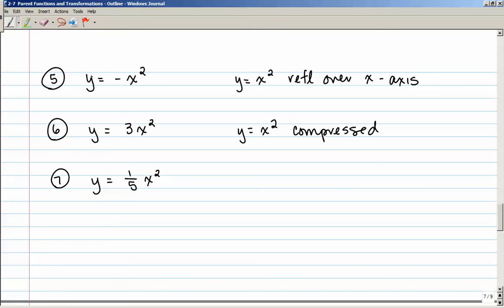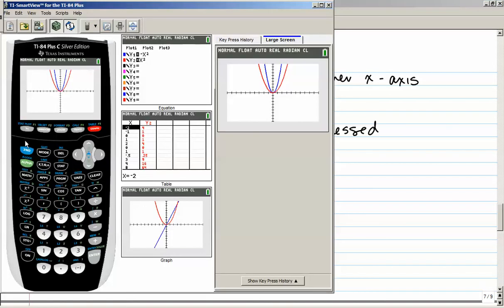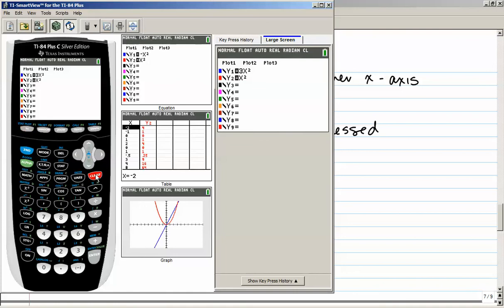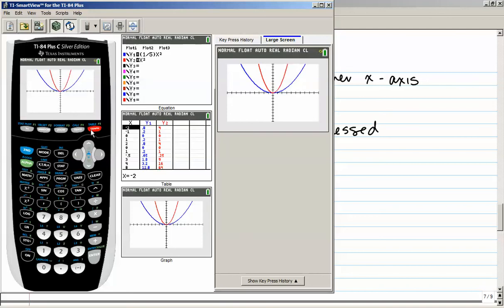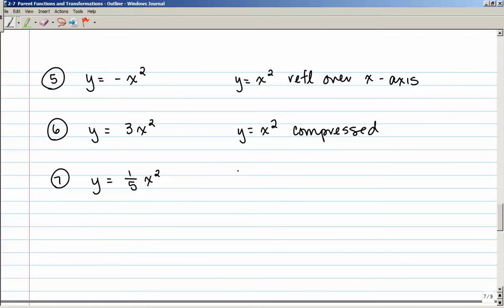Okay, now let's try number 7. Let's see what a 1/5 out in front of the x squared does. So you can either do this as a fraction in parentheses, or if you want to convert it to a decimal, you can do that. Okay, and let's see what that looks like. Y equals 1/5 x squared. Sure seems to widen that out quite a bit, but let's compare it to our parent graph in the red. Yeah, and this is my parent graph expanded, kind of spread out quite a bit. So this is y equals x squared expanded.